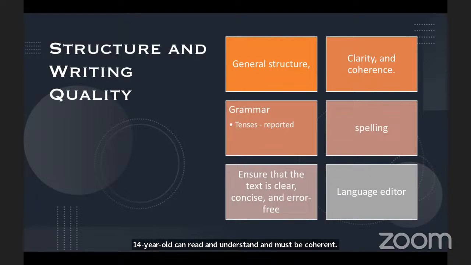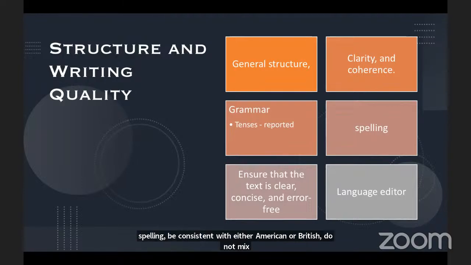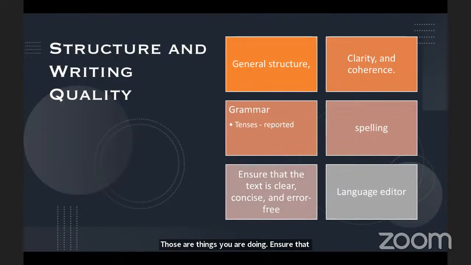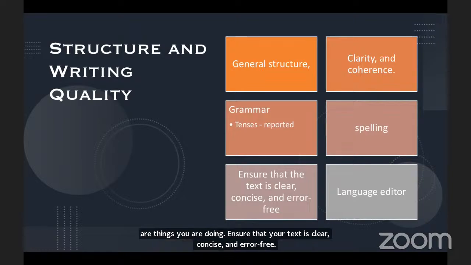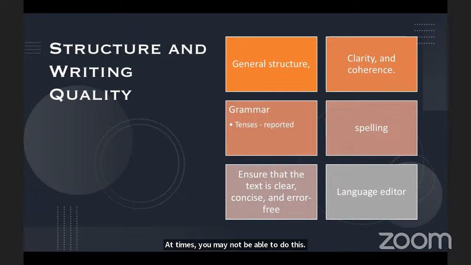Tenses must be in the reported speech. Okay, spelling, be consistent with either American or British, do not mix. Those are things you are doing. Ensure that your text is clear, concise, and error-free. At times, you may not be able to do this. With a little change, you can employ a language editor, an English editor, and it will help you do this.